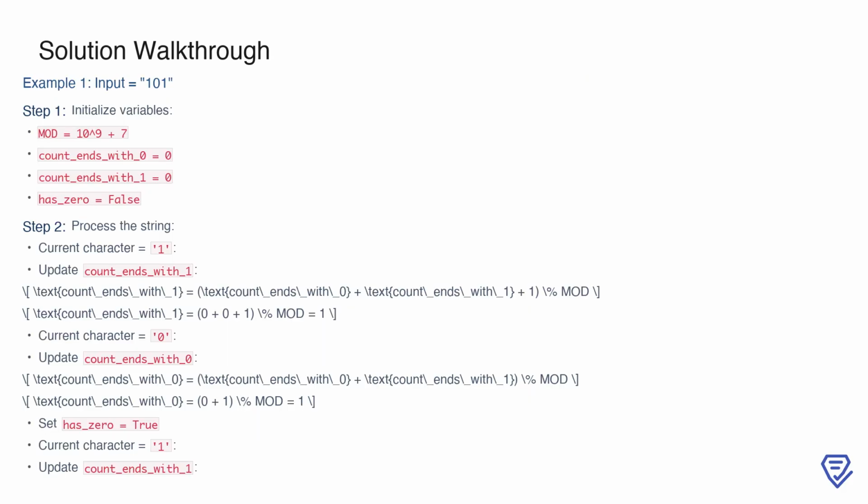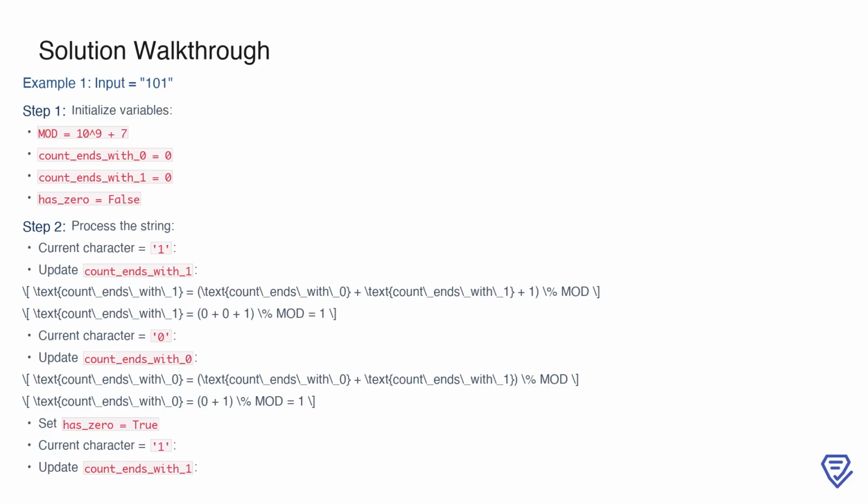To solve this problem, we start with the input string 101. First, we initialize our variables. The modulus constant, mod, is set to 10^9 + 7 to handle large numbers. We also initialize two counters, count_ends_with_0 and count_ends_with_1, both set to 0. These will track the number of good subsequences ending in 0 and 1, respectively. Additionally, a Boolean flag, has_0, is set to false to track if the string contains at least one 0.